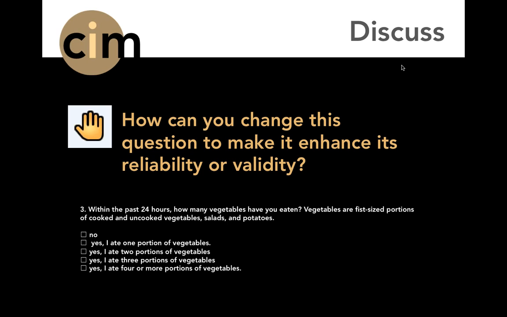So I was thinking about how many vegetables? Is it 3 grams, 3 kilograms, liters perhaps if it's a soup? So specifying the size, what's the measurement for size, would help. Yep, great. So you're recognizing that vegetables are actually different densities, and a fist-sized portion of lettuce is going to be a lot less lettuce than a fist-sized portion of potato, for example.